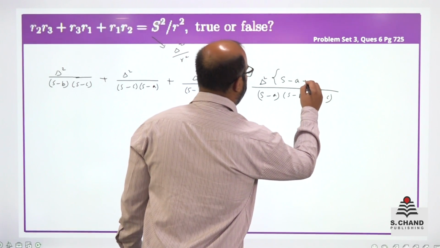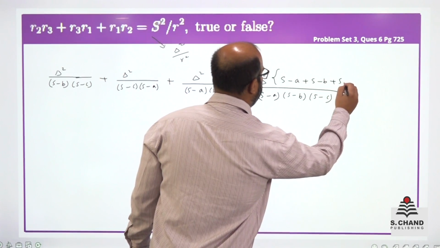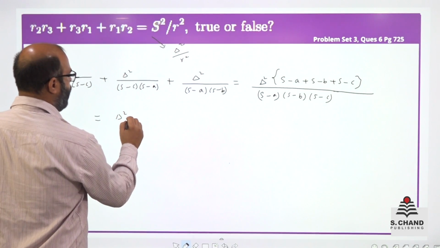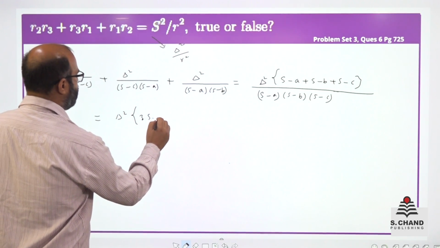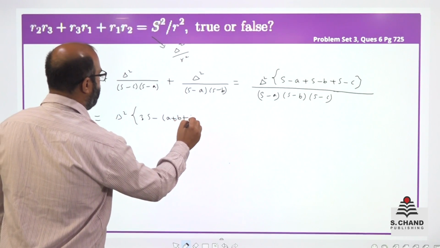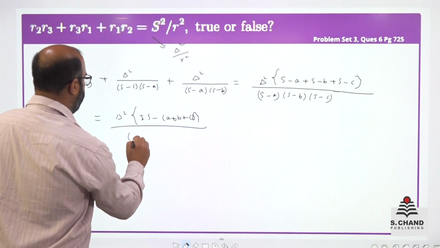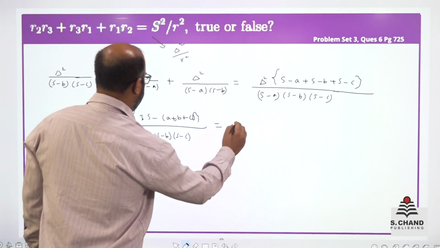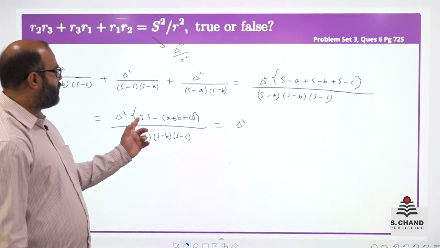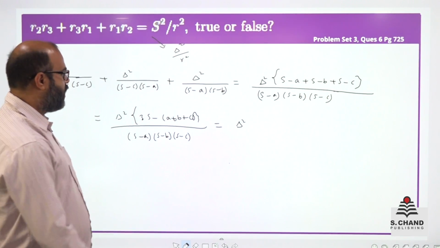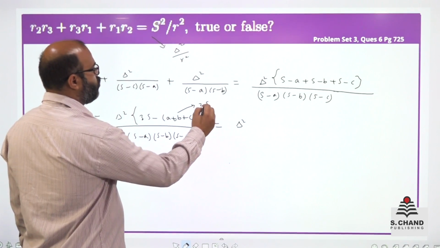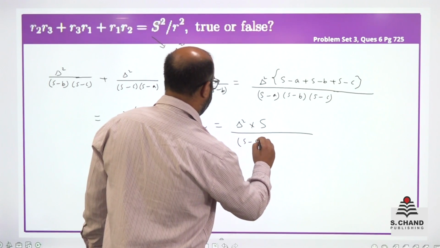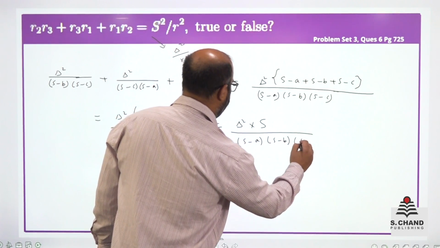So s minus a plus s minus b plus s minus c. So what will happen? This will be area of a triangle square upon 3s minus a plus b plus c upon s minus a, s minus b, s minus c. This is the area of triangle square, and this is 3s minus 2s, since a plus b plus c will be 2s. So this will become s upon s minus a, s minus b, s minus c.